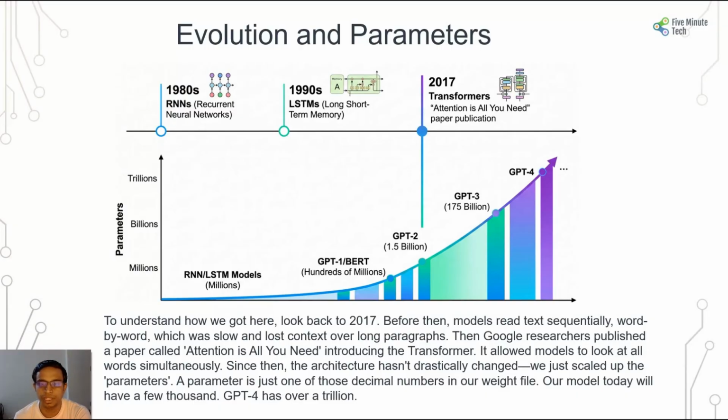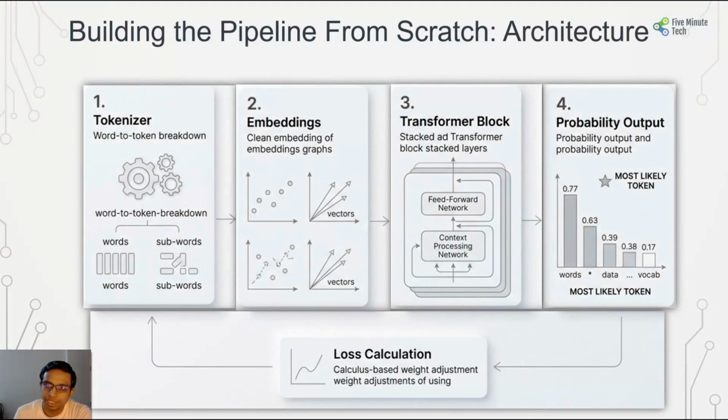And our model today will have a few thousand of them, whereas GPT-4 has over a trillion. So building the pipeline from scratch, what are the architectural layers?